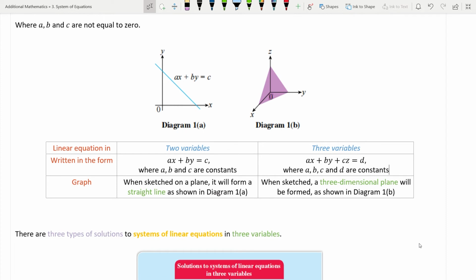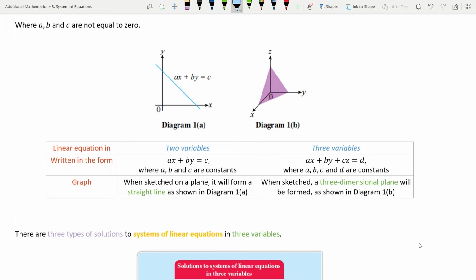Let's compare the linear equation in 3 variables with the linear equation in 2 variables that we have learned before. The general form of a linear equation in 2 variables can be written as ax plus by is equal to c, where x and y are the variables, and a, b, c are constants. By comparing the general equations, all the variables are to the power of 1 because they are all linear, and the linear equation in 3 variables has an extra variable.